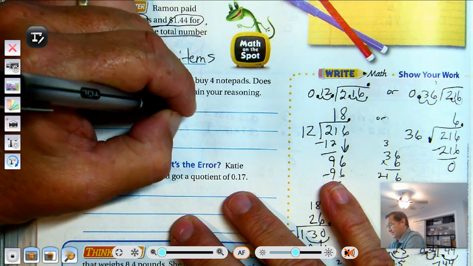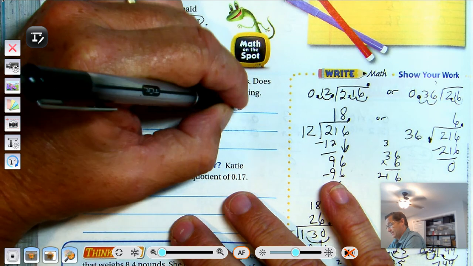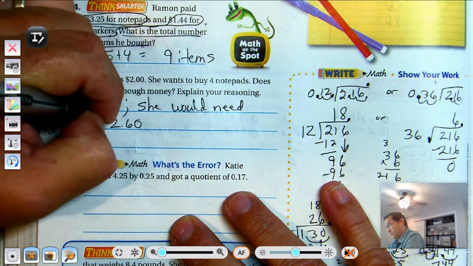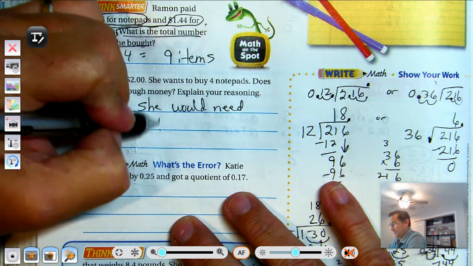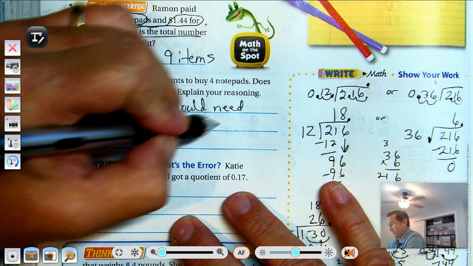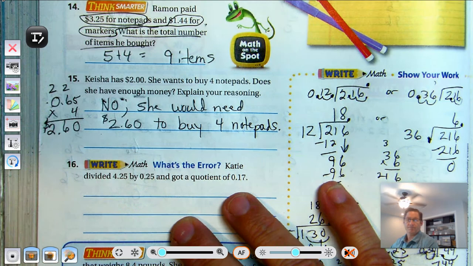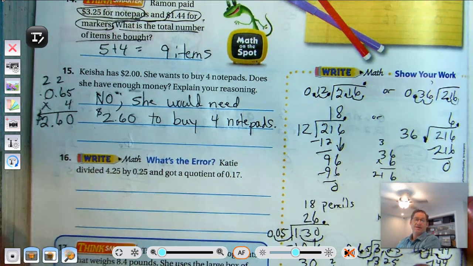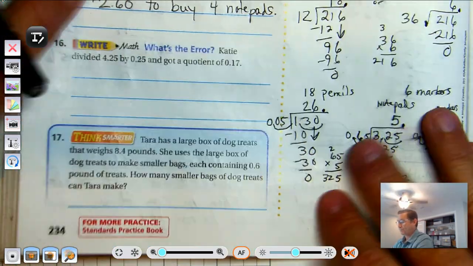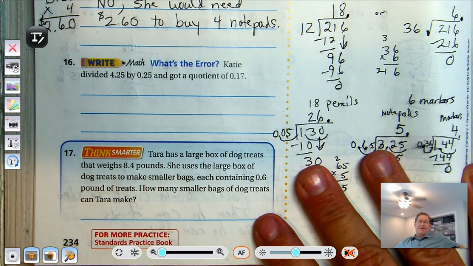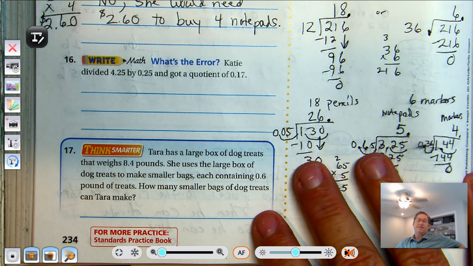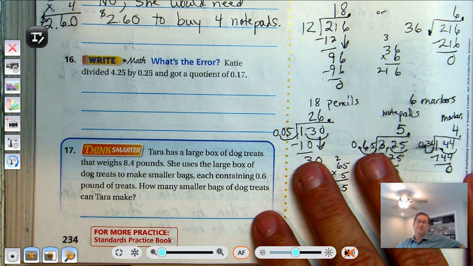She would need $2.60 to buy 4 notepads. Okay, she doesn't have enough. Number 16. Katie divided 4 and 25 hundredths by 25 hundredths and got a quotient of 17 hundredths. What's the error?